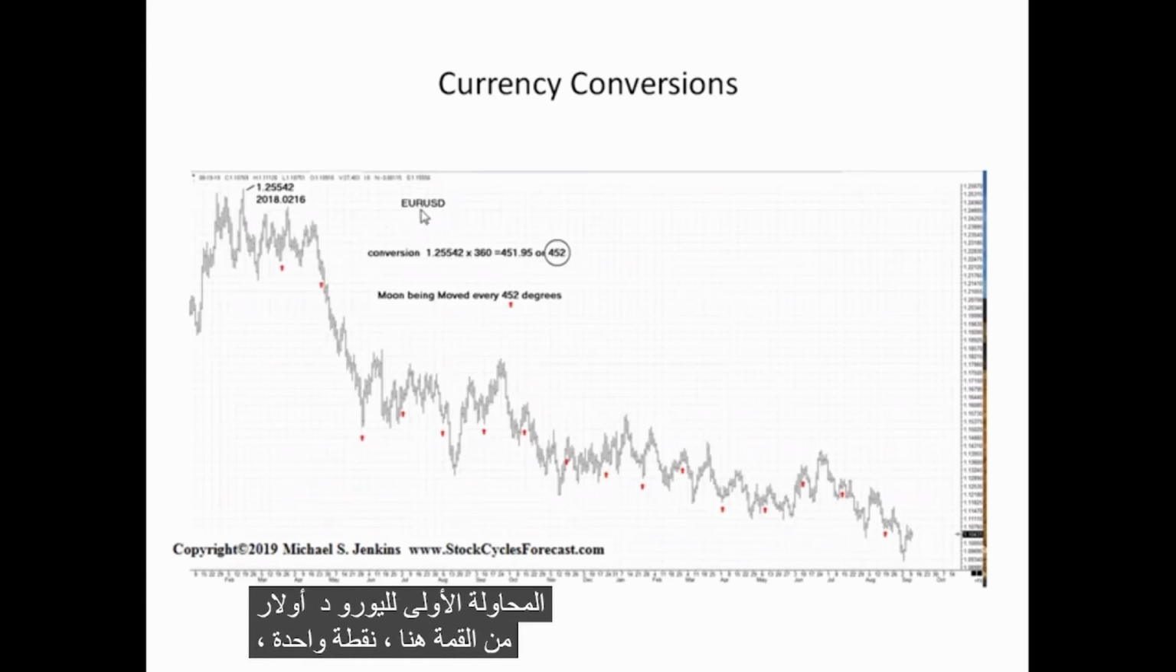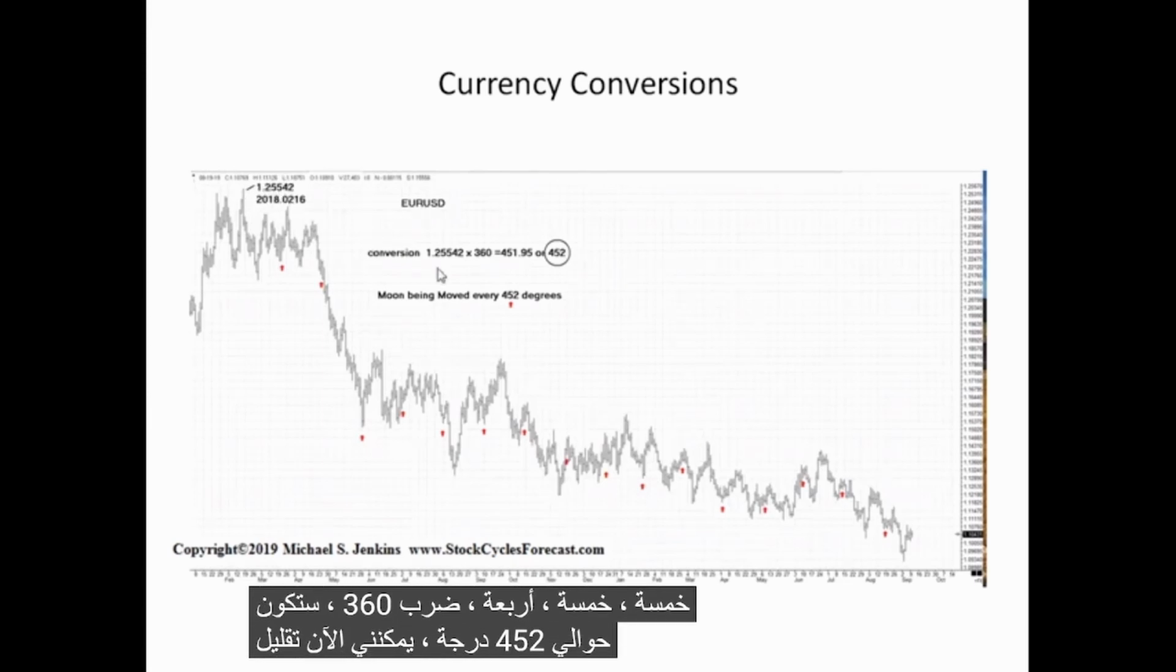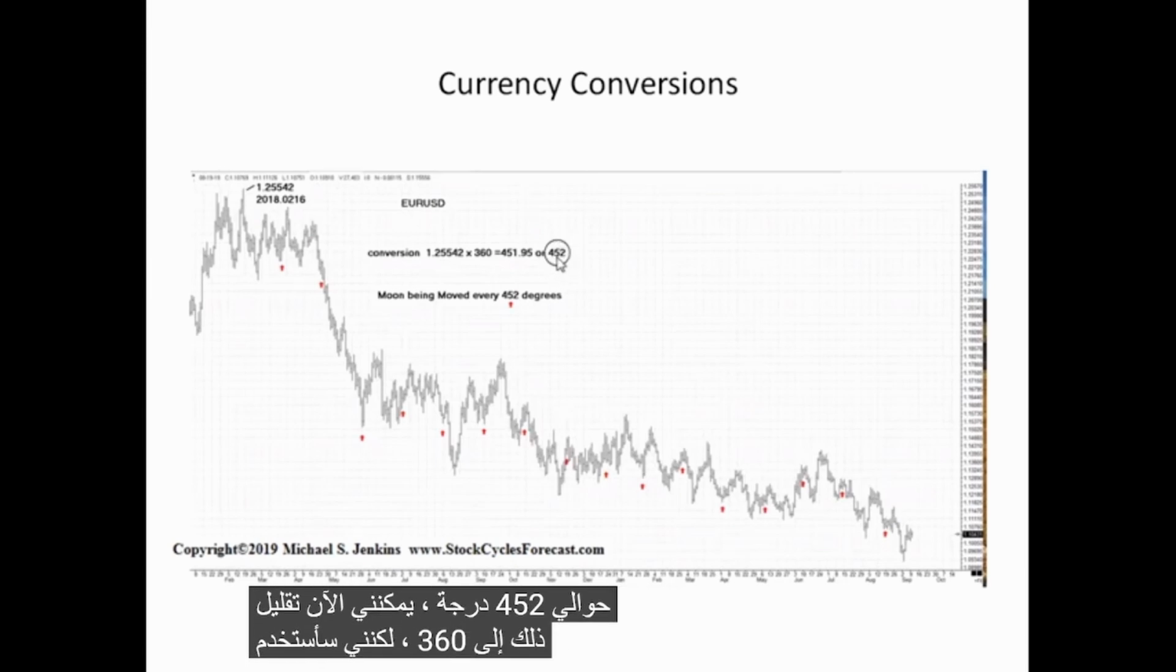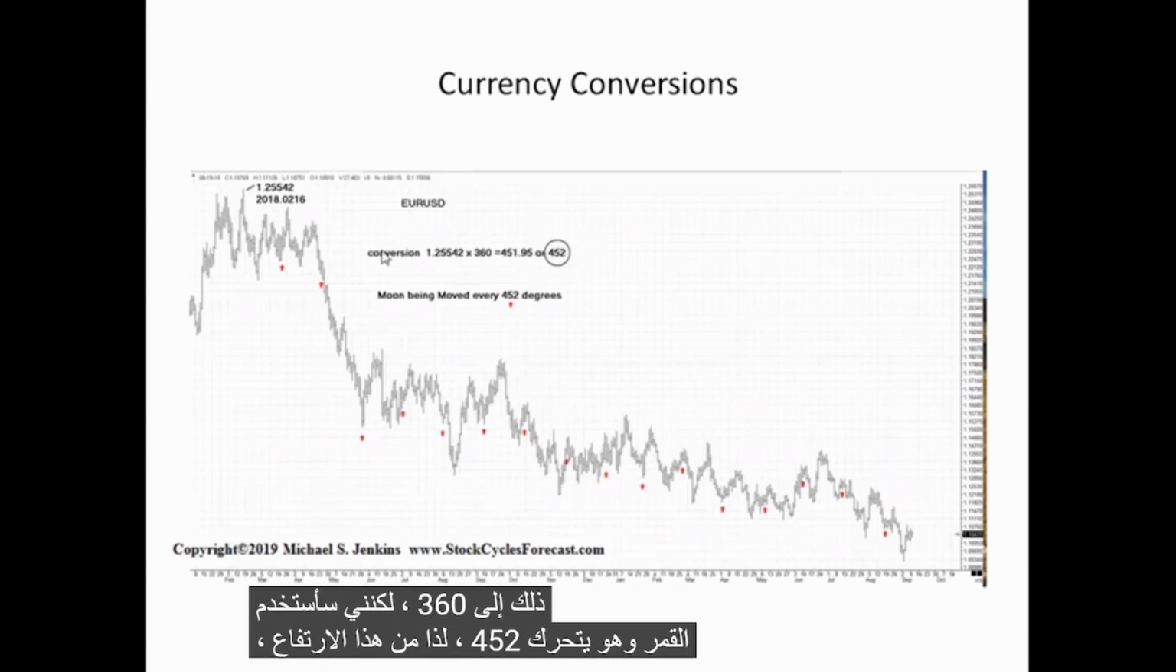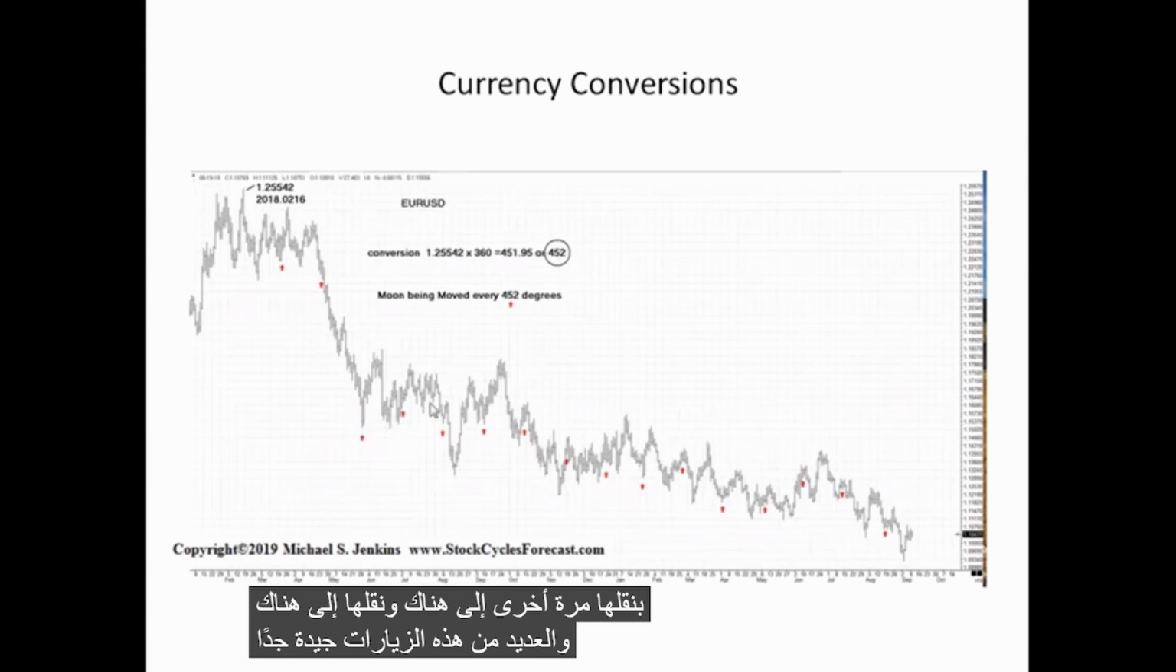From the high over here, 1.25542 times 360 would be about 452 degrees. Now I could reduce that to 360, but I'm just going to use the moon moving 452. So from that high, the moon moved 452. He moved it again here, he moved it again there, moved it there. And many of these are pretty good hits. And it's just simple moon moving by this fundamental frequency of the high price.